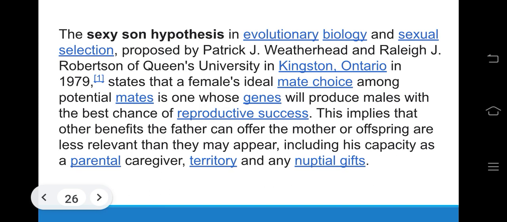The sexy son hypothesis in evolutionary biology and sexual selection, proposed by Patrick J. Weatherhead and Raleigh J. Robertson of Queen's University in Kingston, Ontario, in 1979, states that a female's ideal mate choice among potential mates is the one whose genes will produce mates with the best chance of reproductive success. This implies that other benefits a father can offer the mother or offspring are less relevant than they may appear, including his capacity as a parent or caregiver, territory, and nuptial gifts.